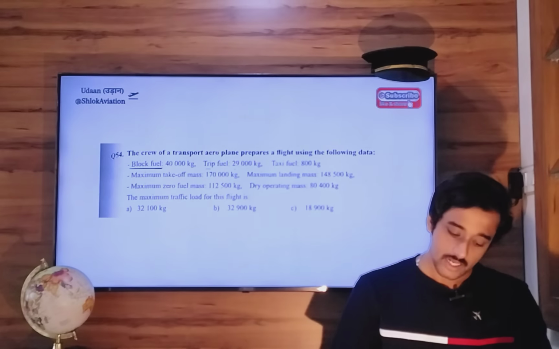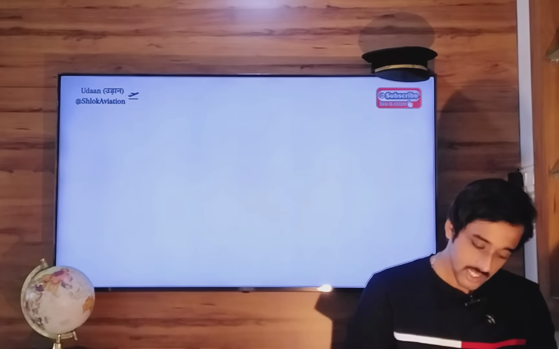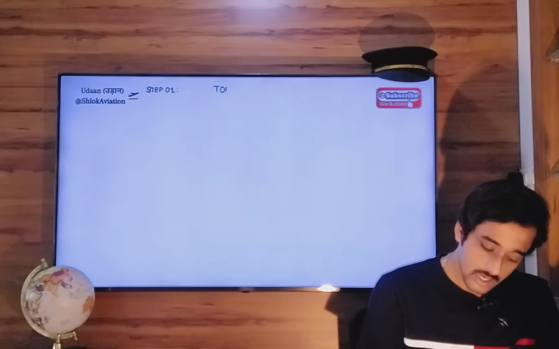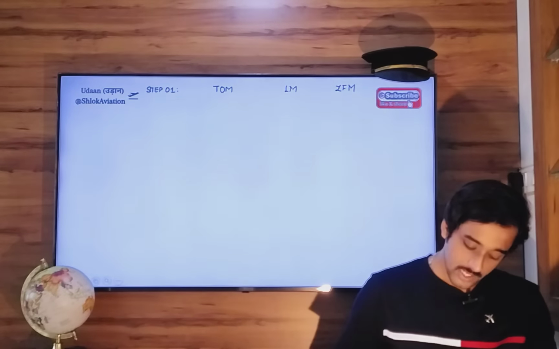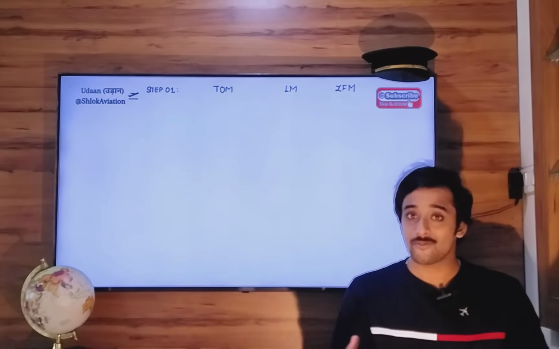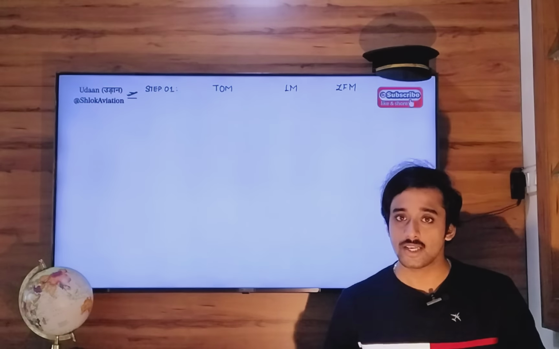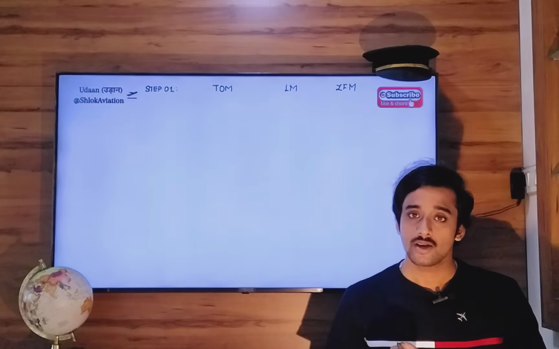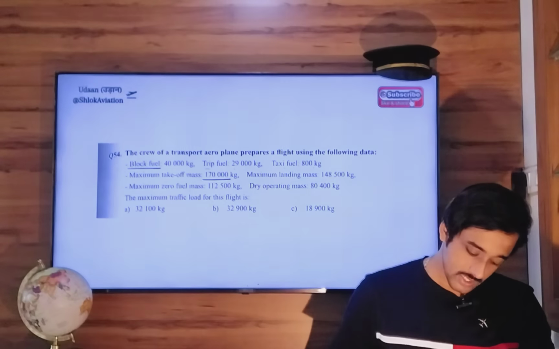Trip fuel, taxi fuel, maximum takeoff mass, maximum landing mass, zero fuel mass, DOM. What is the traffic load required? So step 1 that I always follow, make 3 columns, one for takeoff mass, the second for landing mass, and the third for zero fuel mass. Now in the takeoff mass column, you are going to write the value of maximum structural takeoff mass or performance limited takeoff mass, whatever is given in the question. If both these values are given, you will write the lower value. Over here we have only one value, that is 170.